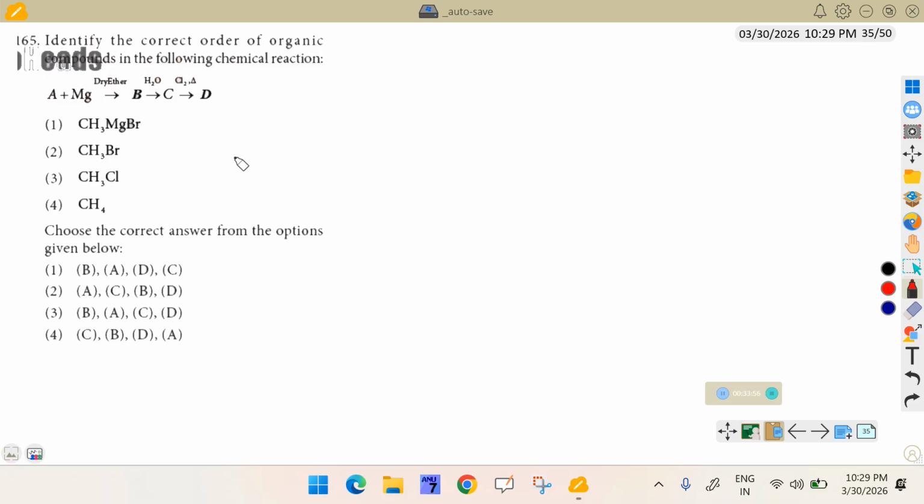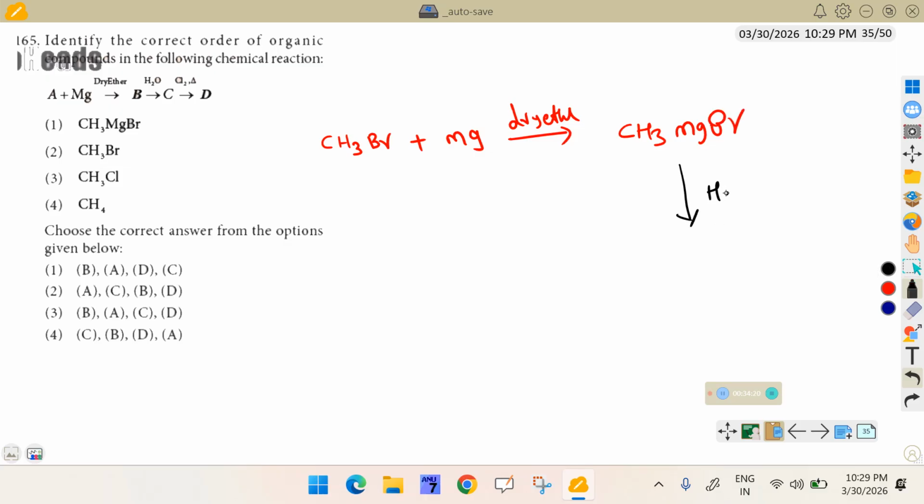Identify the correct order of organic compounds in the following reaction. CH3Br reacts with magnesium in dry ether, then it gives CH3MgBr. CH3MgBr undergoes hydrolysis, then it gives CH4, because this is an active hydrogen containing compound, which further reacts with chlorine in the presence of sunlight, then it gives CH3Cl.